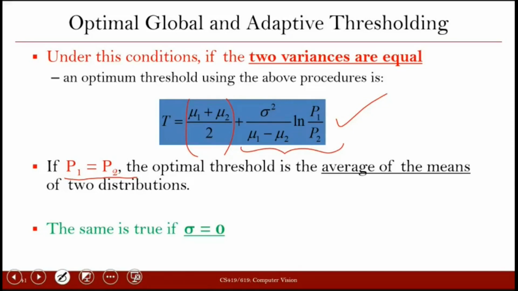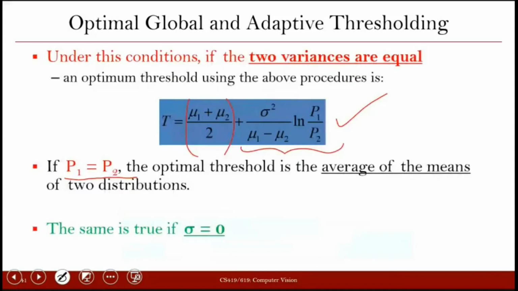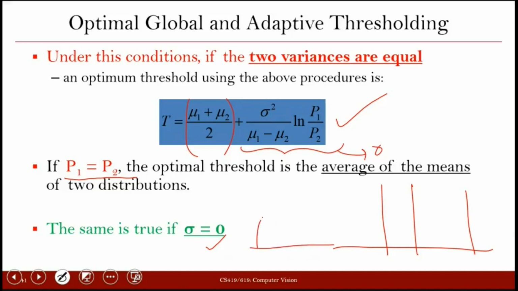And the same is true if the variance is 0 for these distributions. If the distributions for P1 and P2 that we have considered have variance 0, in that case also you'll find that the second term will be 0, and you will get T as the average of mu1 and mu2. What is the case when the variance is going to be 0? This means you have just two peaks in the histogram. One peak here, another peak here. When you are saying variance 0, this means you have a kind of impulse histogram.